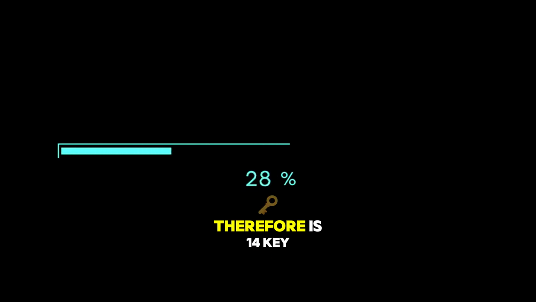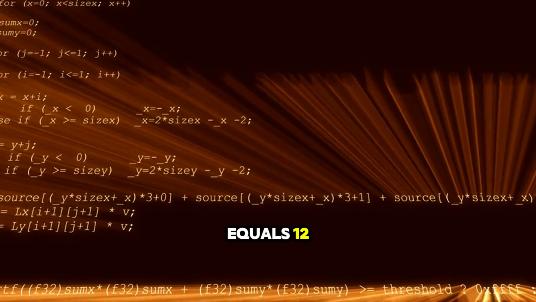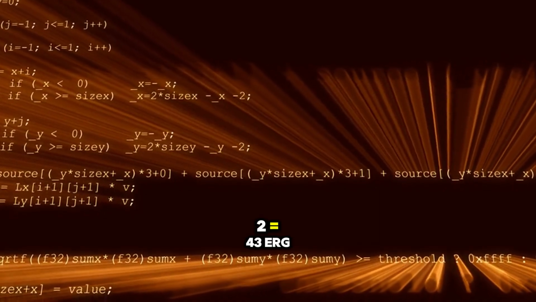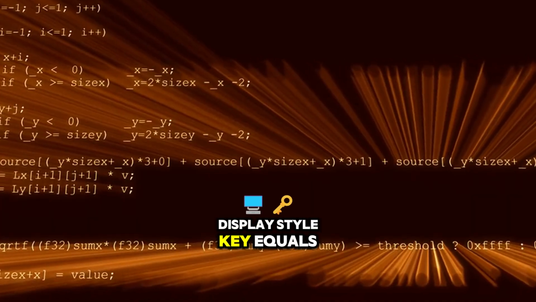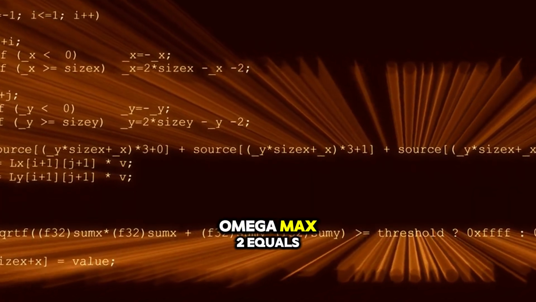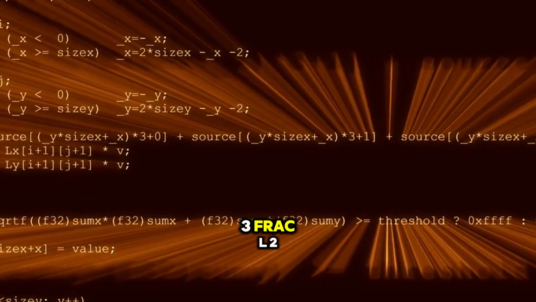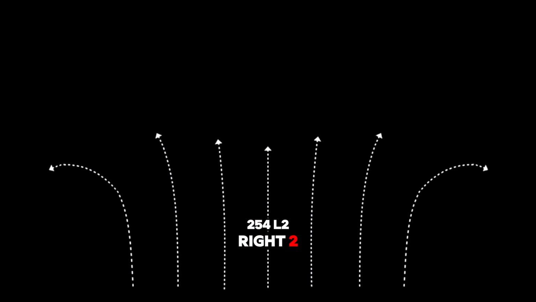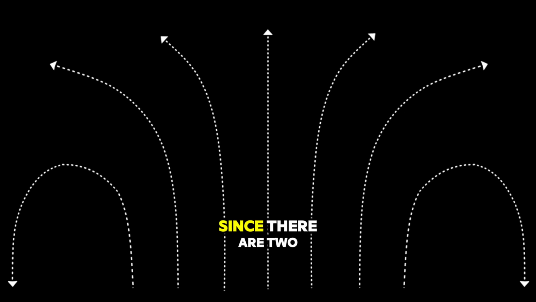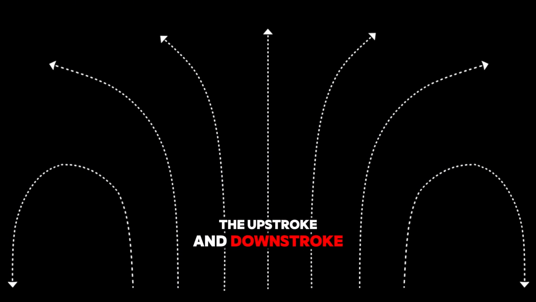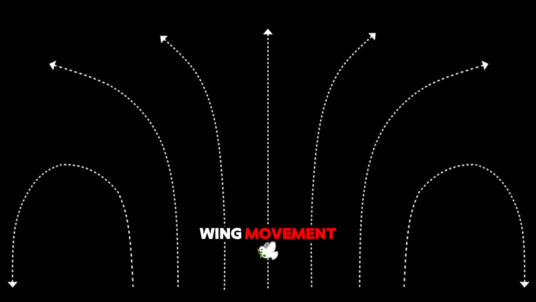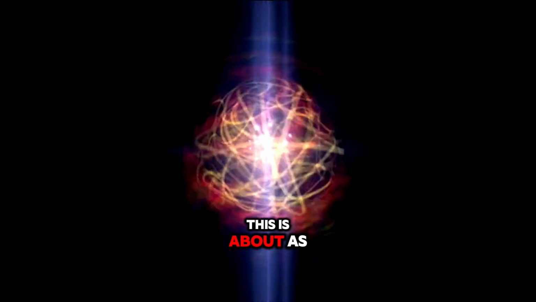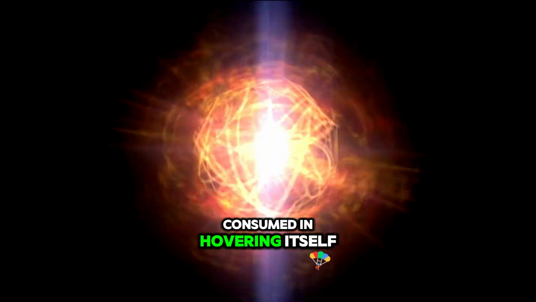and the kinetic energy therefore is KE = ½Iω_max² = (10⁻³L²/3)(254/(L/2))² = 43 erg. Since there are two wing strokes, the upstroke and downstroke, in each cycle of the wing movement, the kinetic energy is 2 × 43 = 86 erg. This is about as much energy as is consumed in hovering itself.